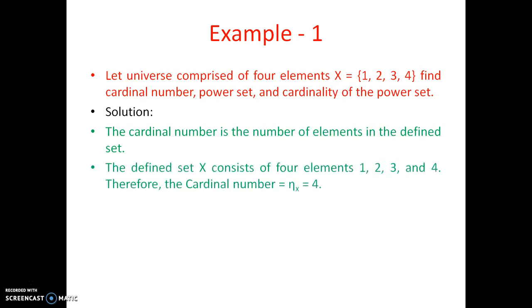Yeah, η(X) is equal to 4. Now the power set, how to frame the power set? Power set means it is all possible sets.